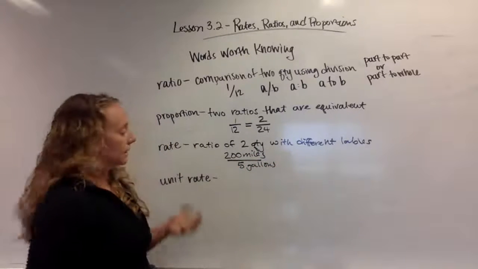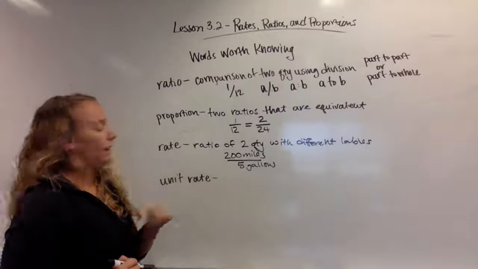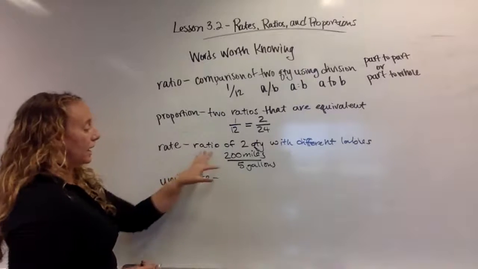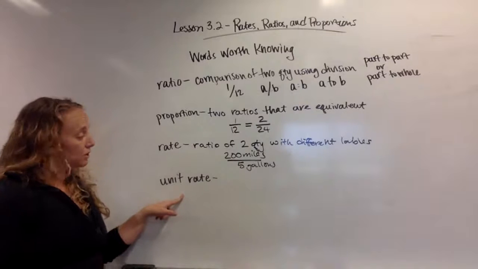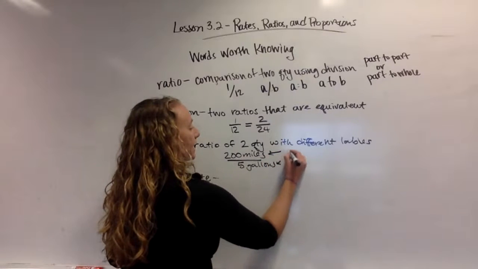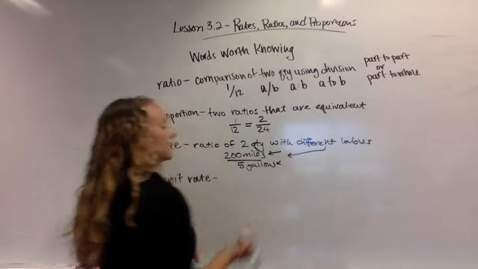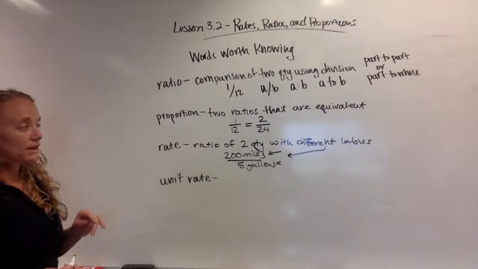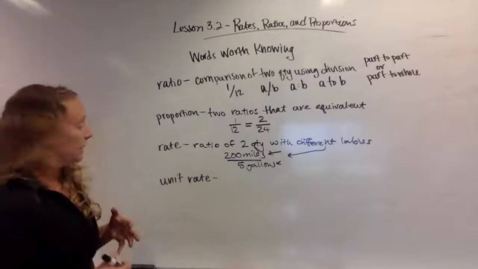Okay, he has a Prius. So 200 miles, 5 gallons of gas. If we were to look at that, we could then take that to a unit rate. Notice these had two different labels: miles versus gallons. Now we can take this to a unit rate and actually figure out his miles per gallon.